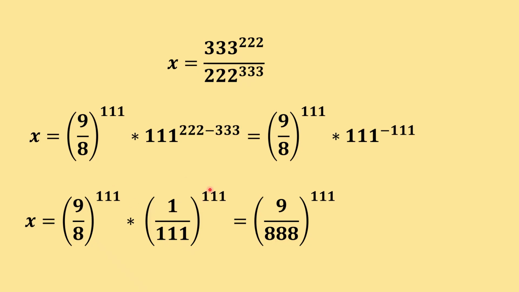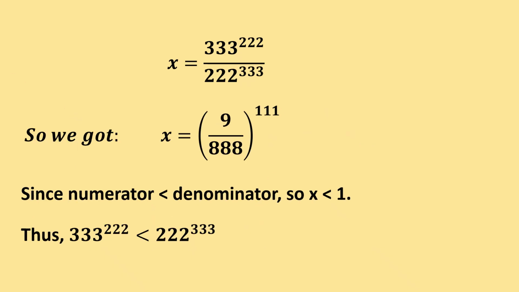Now the exponent is the same, 111, so we multiply the bases. 9 into 1 is 9, and 8 into 111 is 888. So 9 by 888 whole power 111, with the common exponent 111. So the value of x is (9 by 888) whole power 111.